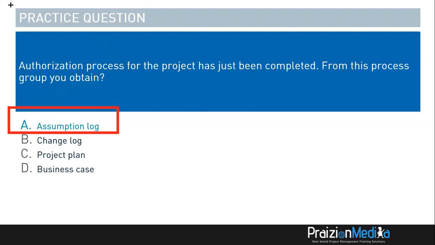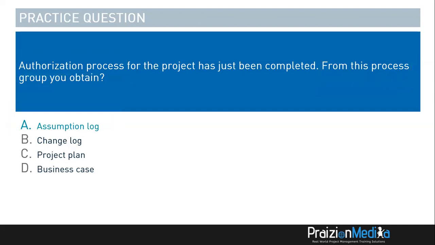But I would first of all look at the authorization process lingo used here, because this lingo is pointing to the fact that this is in initiating and this is develop project charter, because it says authorization process. Get it? And then you can also see it says from this process group. So what do you obtain from this process group? The only thing that you can see on the screen from this process group is assumption log. And that is why the answer to that first question is assumption log.